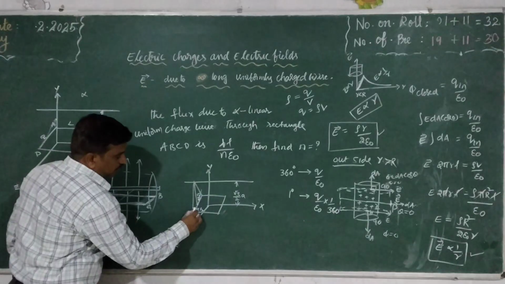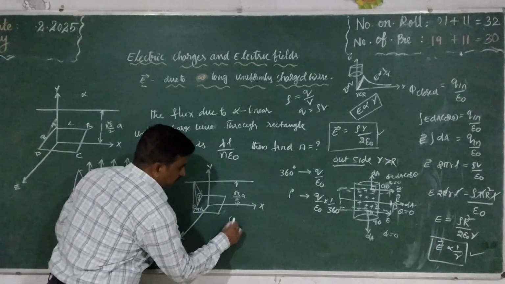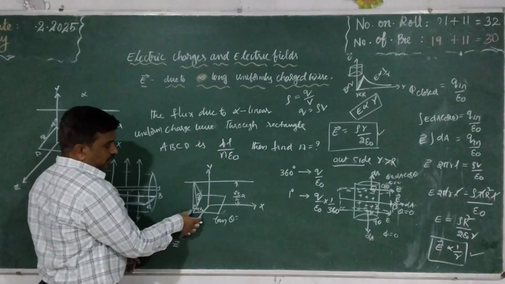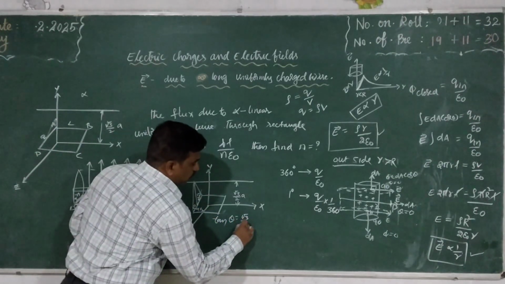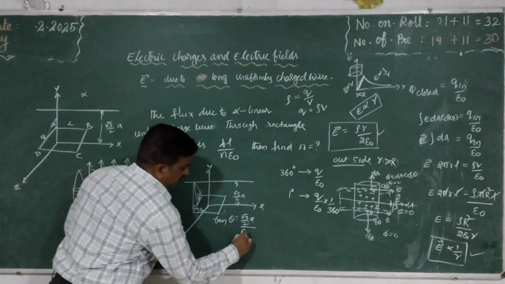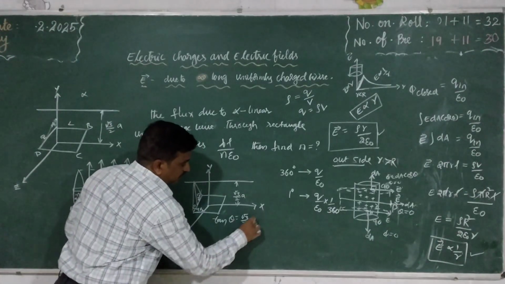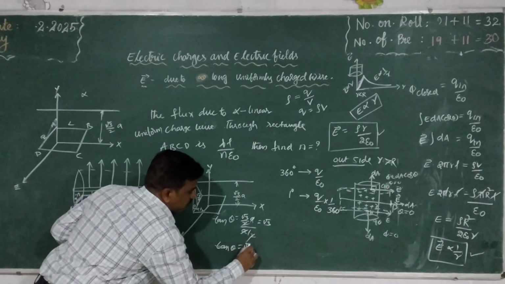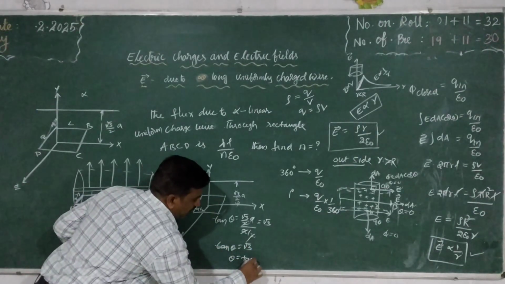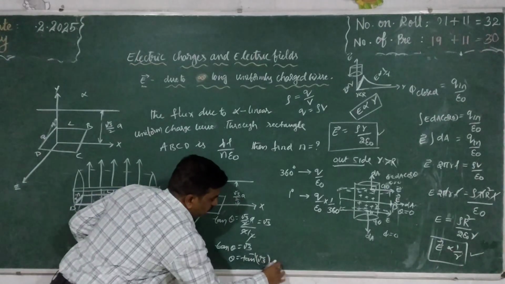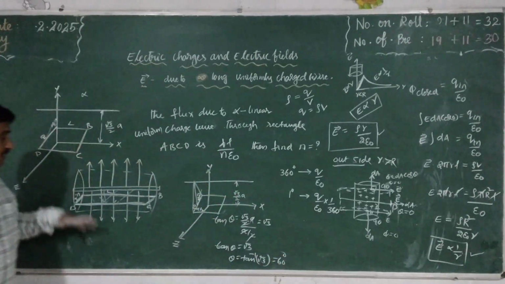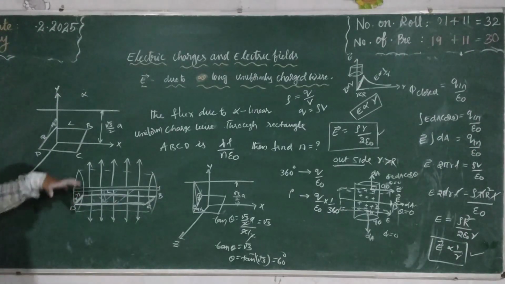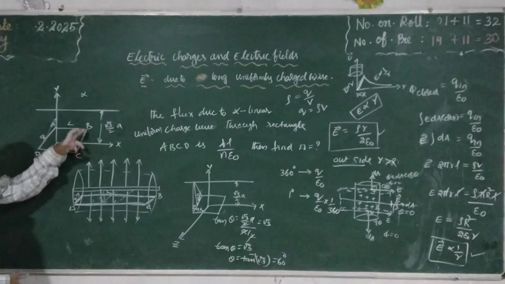So what is the angle here? We find theta. Tan theta equals opposite side by adjacent side. The opposite side is √3 by 2 a, and the adjacent side is a by 2. The 2 cancels, a cancels, and we get √3. So tan theta equals √3, theta equals tan inverse √3, which is 60 degrees. With a 60 degree angle, that many electric field lines pass through the rectangle ABCD.